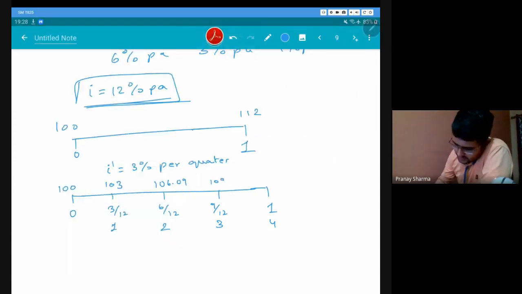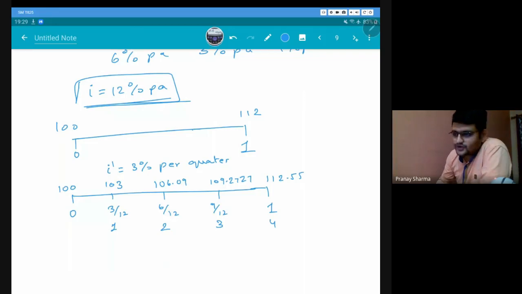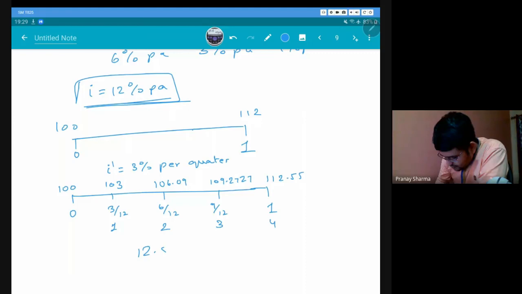And lastly, this will be into 1.03, and finally I'm getting 112.55 rupees. So a 3% rate of interest, 3% per quarter, is giving me 112.55 rupees in a year. It is more than 112 rupees. So I'm giving you 12.55 as interest in a year.